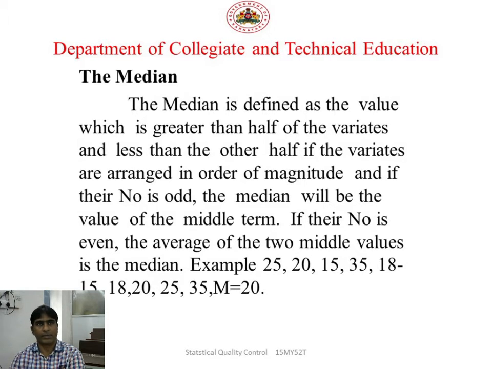Here is an example of a distribution: 25, 20, 15, 35, 18, 15, 18, 20, 25, 35. The median, which we denote by the letter M, is 20. So here the median value is 20. Like that we have to calculate the median. The median itself is the mid value of the distribution.